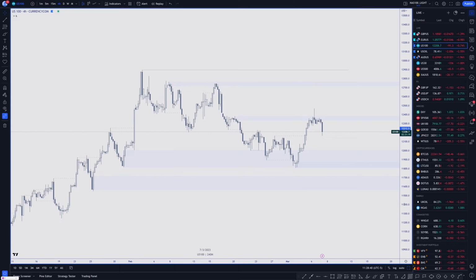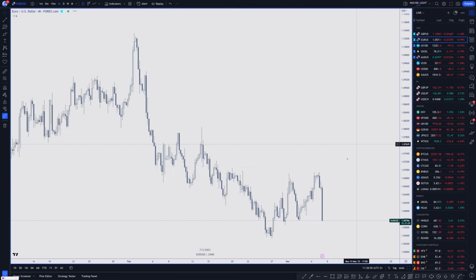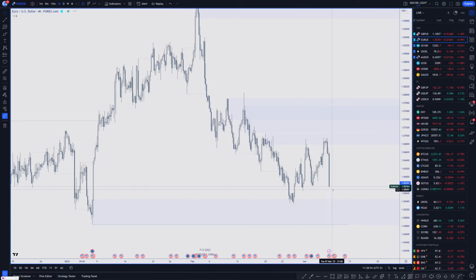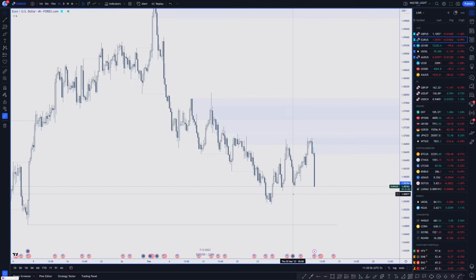Now, we're going to start here with probably the most popular pair within the entire Forex market, and of course it's going to be Euro Dollar. So let's pull up Euro Dollar. This is probably the most traded pair within Phantom, and again within Forex.